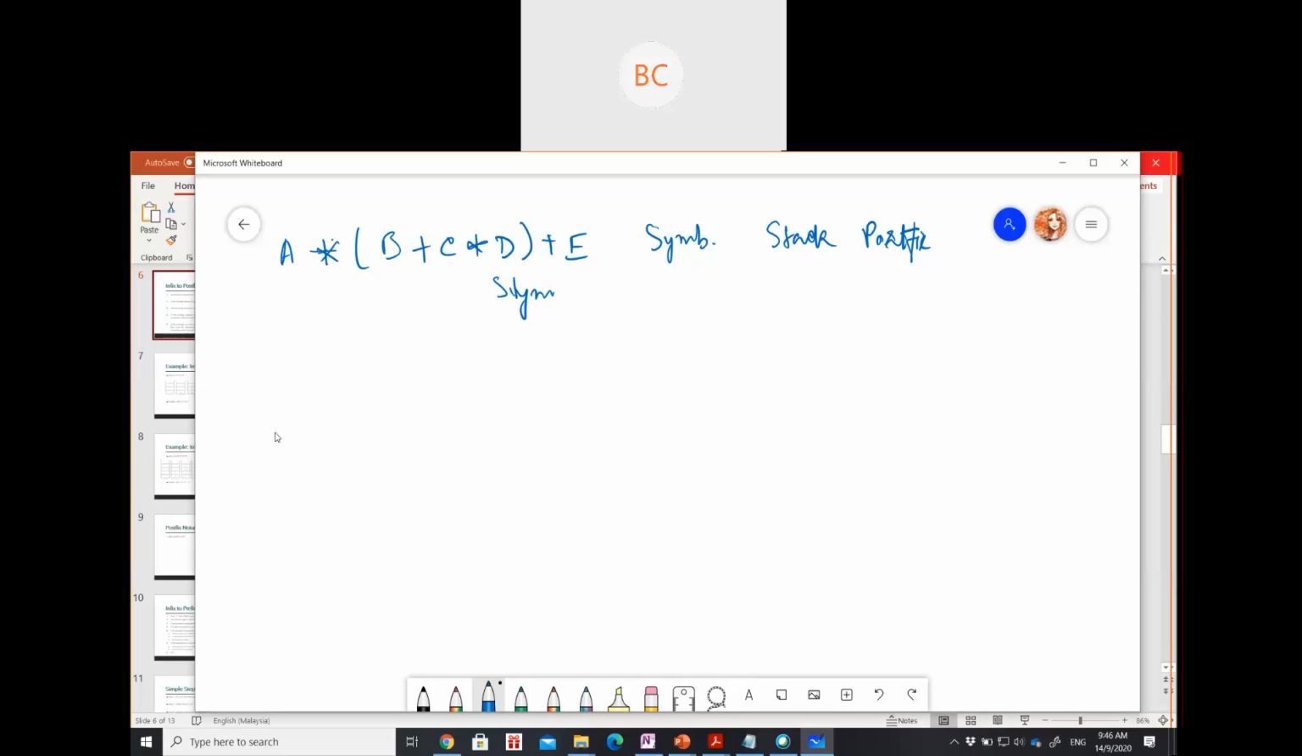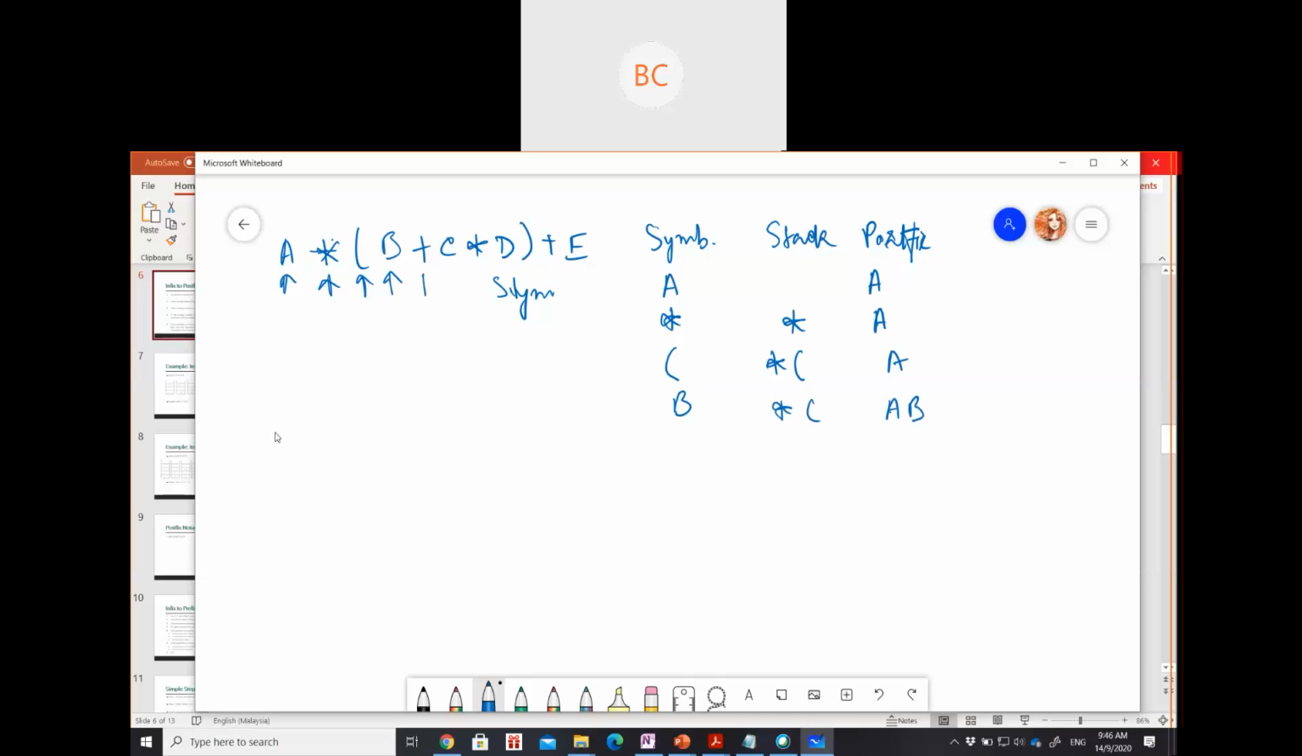So your first symbol here is your A. You put it here and keep it in your postfix notation. Next is your multiplication. So you will push it onto your stack and keep it as it is. Next you have an opening bracket. Correct? So you will simply push it to your stack and keep it the same. Next symbol is your B. So B you will keep in your postfix notation.